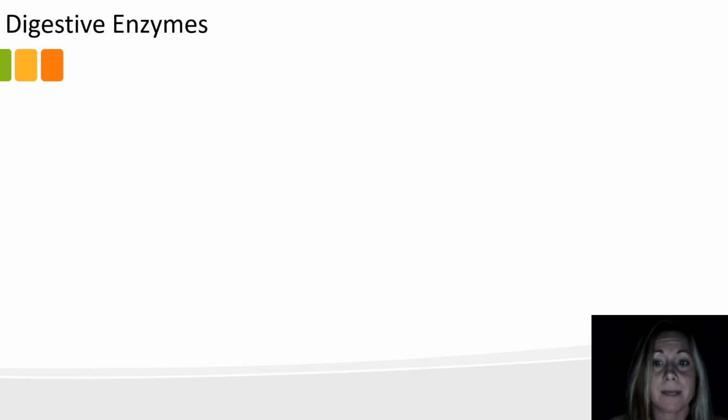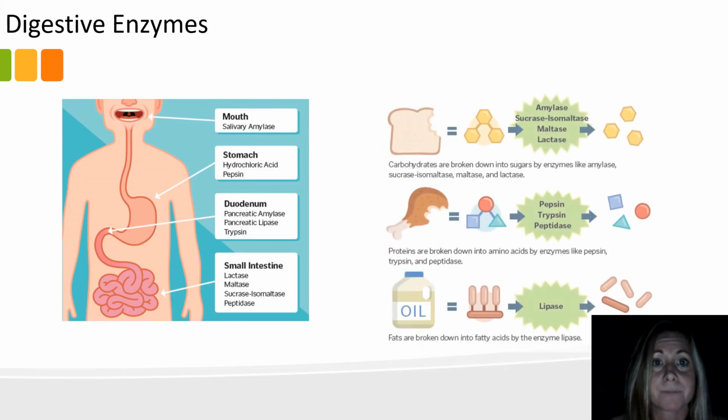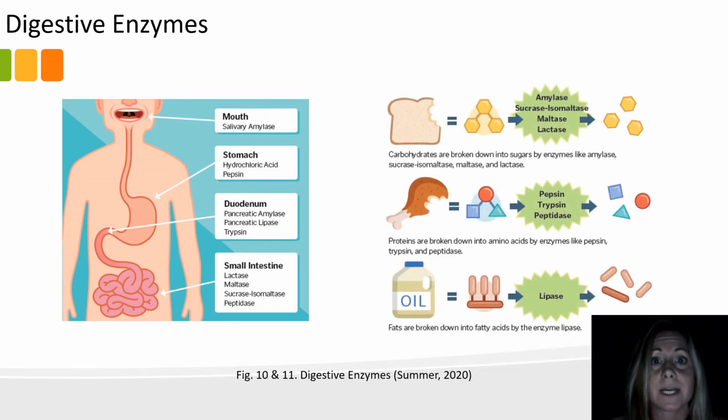Now let's take a look at the chemical digestion process, looking at enzymes. Enzymes are protein molecules which catalyze or speed up reactions in the body's cells. In the digestive process, the enzymes break down larger molecules of macronutrients into smaller particles, converting them into nutrients which are then absorbed into the bloodstream. So we can look at the image here. We've got the different macromolecules: carbohydrates, for example, broken down into sugars by enzymes such as amylase, proteins broken down into amino acids by enzymes such as pepsin, and fats broken down into fatty acids by the enzyme lipase.